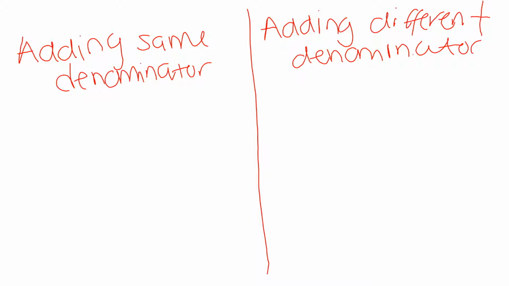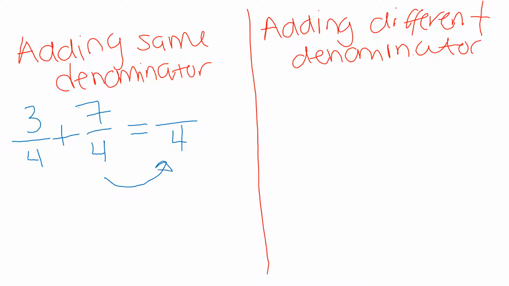So when we're adding the same denominator, it's relatively simple. The most important concept is that you do not change the denominator. So let's say we have 3/4 plus 7/4. The first thing I recommend doing is just bringing your denominator right over. As we can see in this problem, the denominator is the same.